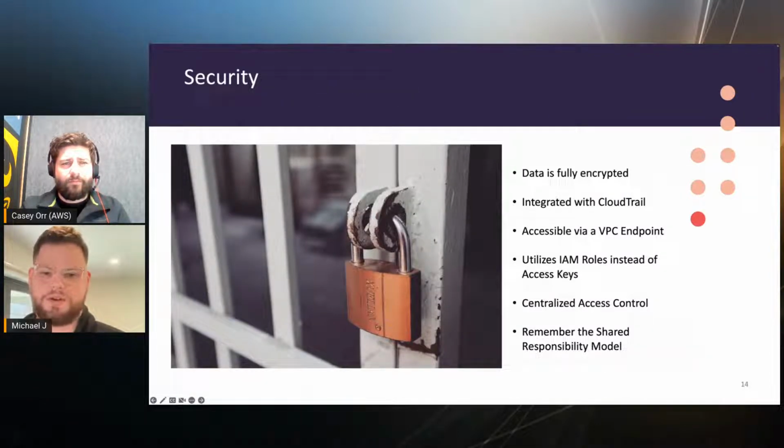And now onto security. This is a really important slide, because security, especially these days, is a really big deal. First of all, the data that is stored in AWS Grafana is fully encrypted at rest. It uses AWS managed keys. You cannot see the keys, but they are managed by AWS. And data is also encrypted in transit using SSL.